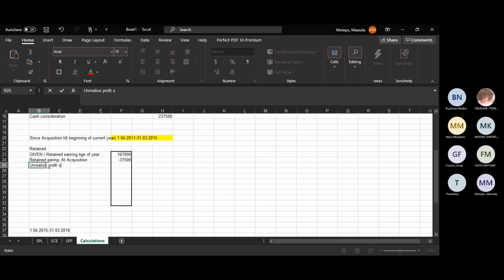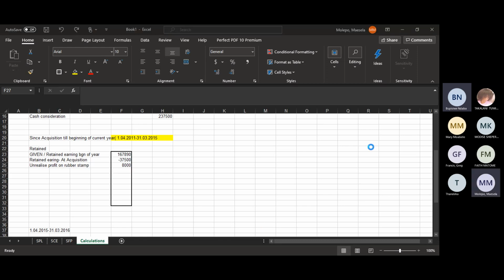Unrealized profit on the rubber stamp, which is 8,000. Are we all happy that it is called unrealized profit? If you don't understand, notify me so that I correct it, so that you'll have a good chance of writing the correct amounts on the 26th of October. So we're happy that it's unrealized profit, right?